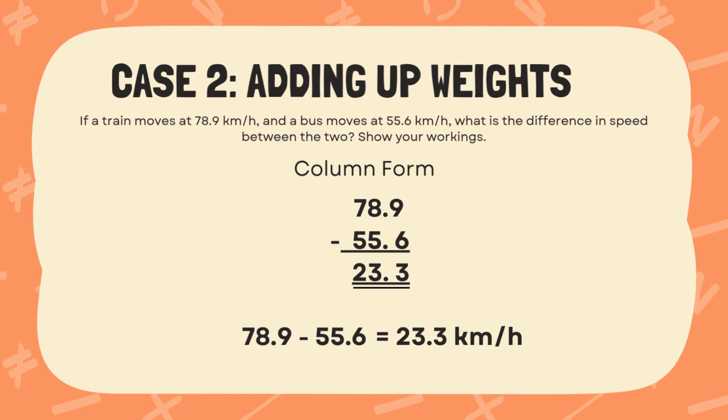Show your workings. After writing our column form, aligning the dots, 9 minus 6 equals 3. Then 8 minus 5 equals 3. And then 7 minus 5 equals 2. Once we know our final answer, remember to add the dot back into the final answer. And then write down the horizontal equation of the question.